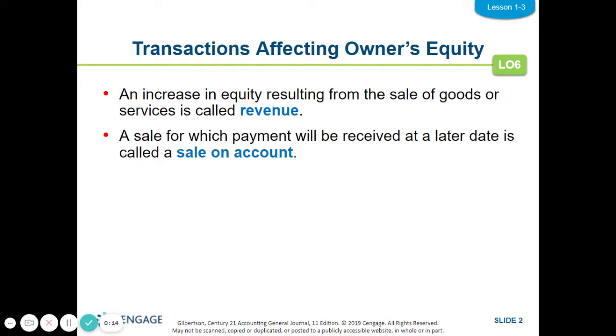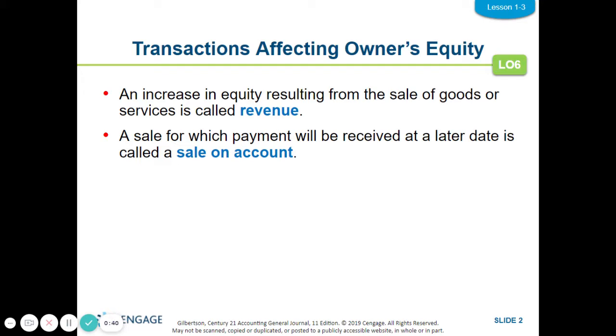Revenue. Revenue is an increase in equity resulting from the sale of goods or services. So revenue is money coming into the business from the regular operations of the business. So if Michael Delgado goes out and creates a web page for somebody and they pay him money for that, that is revenue. It's coming into the business because that's the whole point of the business.